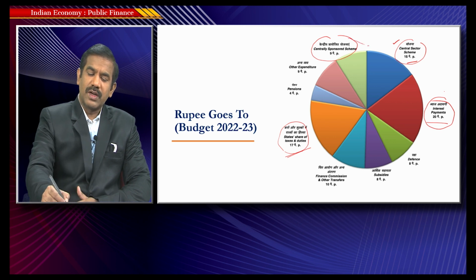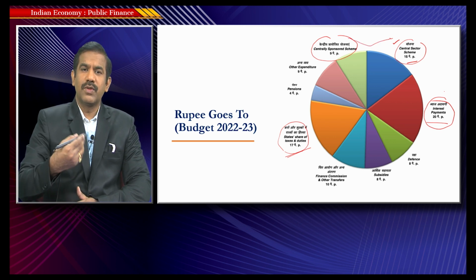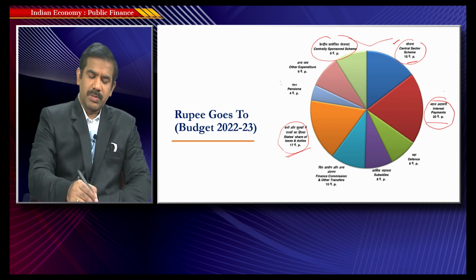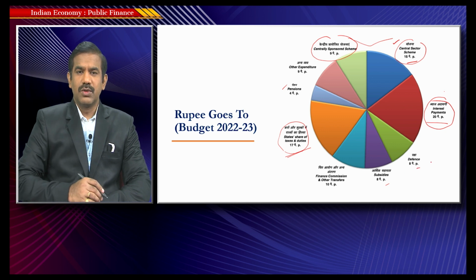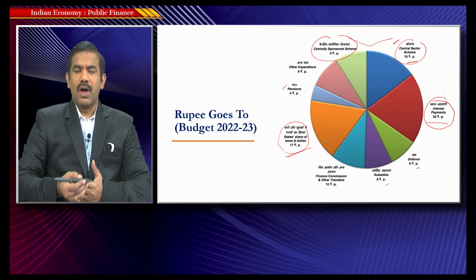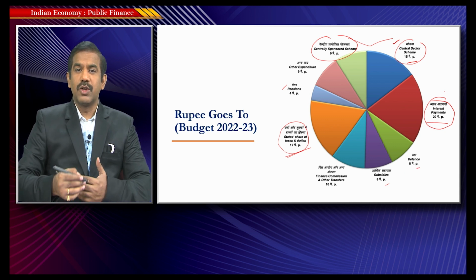There is also a further classification of these schemes, like core schemes and core of the core schemes. That is something I will leave to you as an exercise. And then come the other expenditures like pensions, Finance Commission transfers, subsidies, defense, and all these things. So this gives you a clear picture of where the rupee comes from, that's what we discussed, and where the rupee goes to, so how the government spends its money from the Consolidated Fund of India.